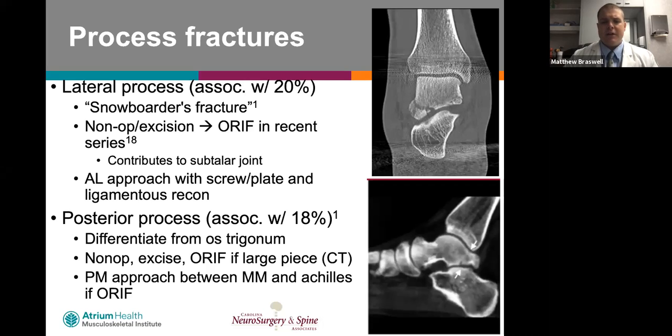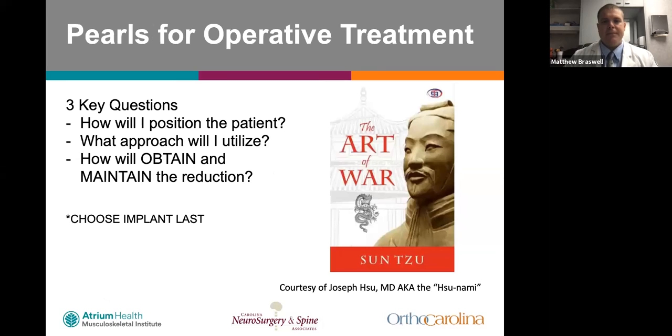Posterior process fractures are slightly less common, associated with 18% of all talus fractures. It's important to differentiate from an os trigonum. If there's a large piece that contributes to the tibiotalar and subtalar joints, it can be treated operatively with a posteromedial approach. Often this can be seen best on CT scan.